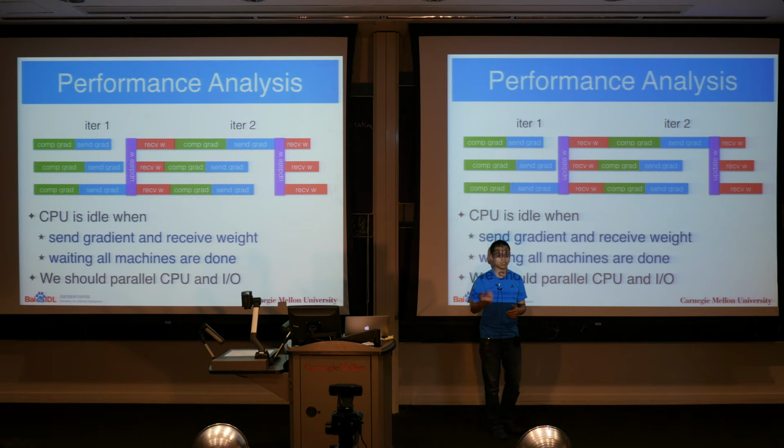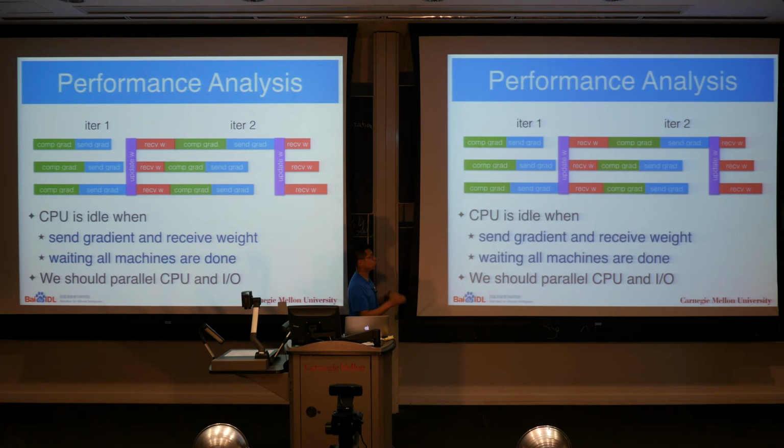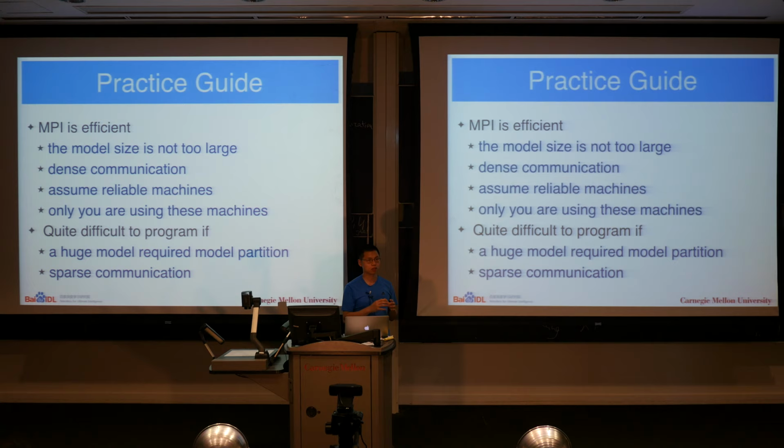So an efficient implementation should parallelize the CPU and the network. In practice, if your model size is quite small, and you do dense communication, meaning each time you send the whole dense vector rather than a sparse vector, and you assume you have reliable machines that never die, as is the case for your school cluster or your own cluster, and only you are using these machines, that is, you take the whole machines while others wait, then in this case MPI is the easiest and most efficient system you would want to try.